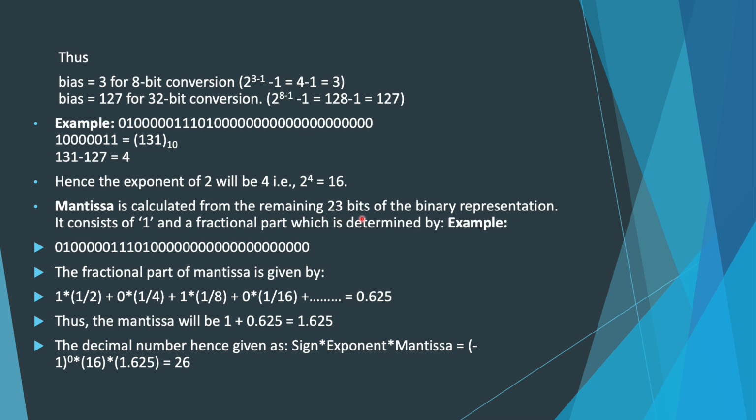Mantissa is calculated from the remaining 23 bits of the binary representation. It consists of 1 and a fractional part, which is determined by the following example. 0 is the sign bit, the next 8 bits are exponent bits and the remaining bits are mantissa. The fraction part of the mantissa is given by 1 into half plus 0 into 1 by 4 plus 1 into 1 by 8 plus 0 into 1 by 16 plus 0 into 1 by 32 plus 0 into 1 by 64 and so on, which is equal to 0.625. Thus the mantissa will be 1 plus 0.625, which is equal to 1.625. The decimal number is given as sign into exponent into mantissa, which will be equal to 26.